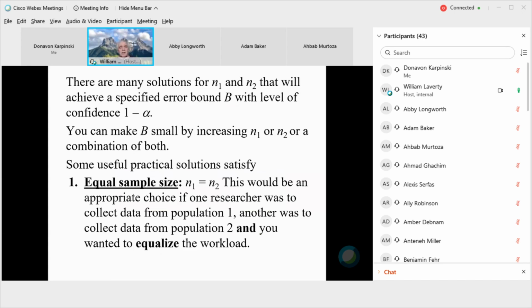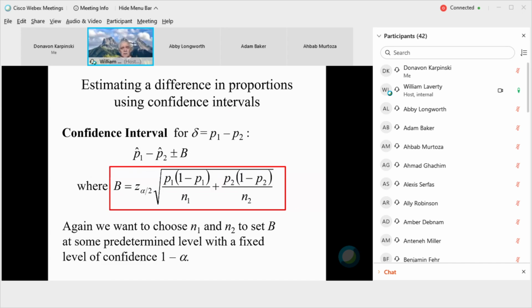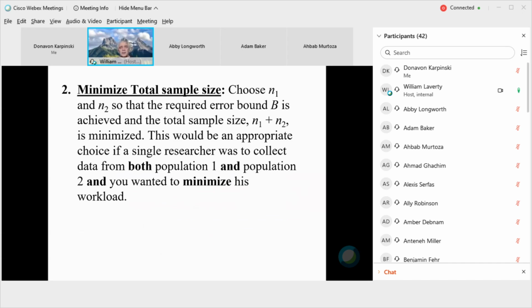One is require the sample size to be equal. This would be the appropriate choice if one researcher was collecting the data from population 1, another from population 2, and you wanted to equalize their workload. Another solution is to choose N1 and N2 so that the required error bound is achieved and the total sample size is minimized. This would be appropriate if you had a single researcher collecting data from both populations and you wanted to minimize his workload.